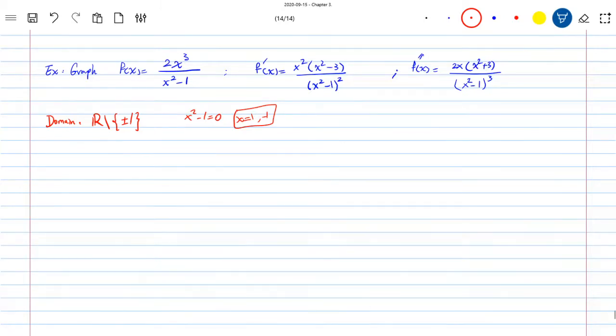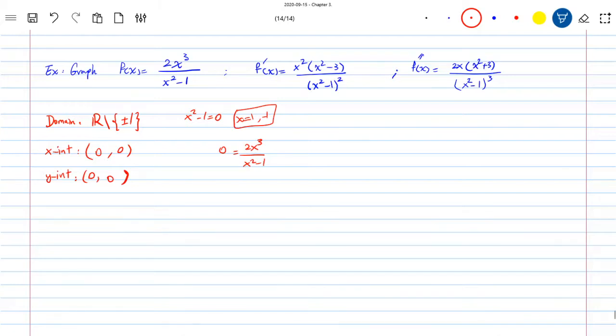Okay, after finding the domain, we look at the intercepts. What is the x-intercept? What is the y-intercept? Which means, where do you get 0 for x, 0 for y? You replace 0 for x to find the corresponding y value for the y-intercept. By doing that, y will become 0. You replace 0 for y, that means let the function equal 0. So you have 0 equals 2x cubed divided by x squared minus 1. And what you get is the numerator must be 0, therefore x is 0. So the x-intercept and y-intercept are both the origin.